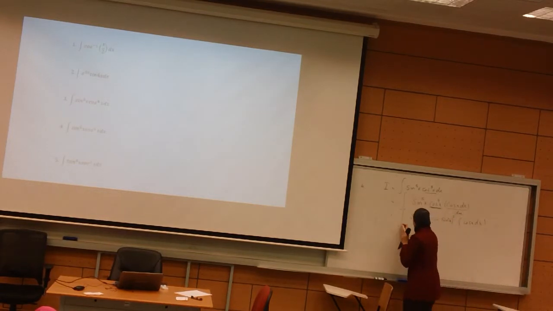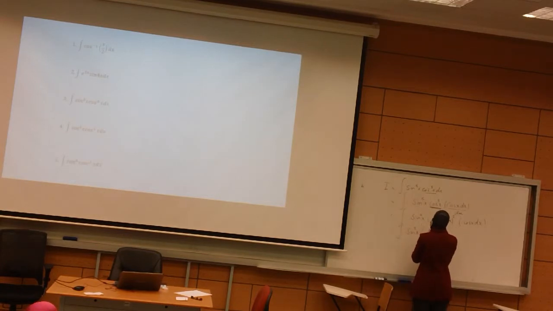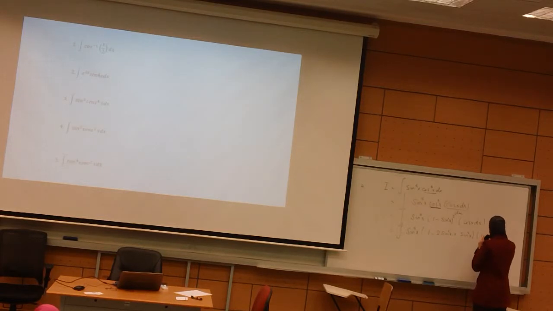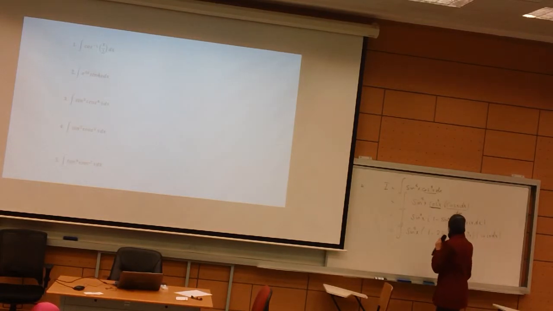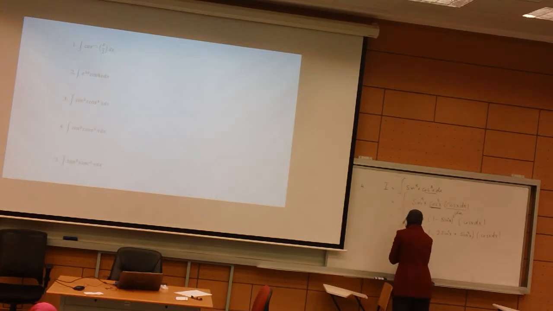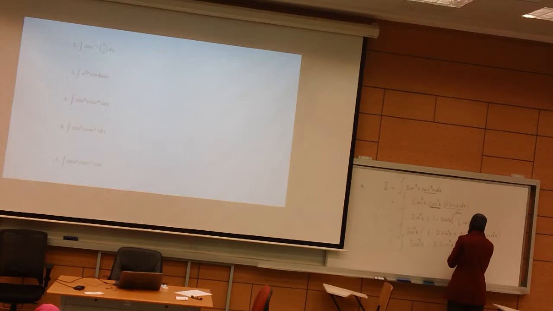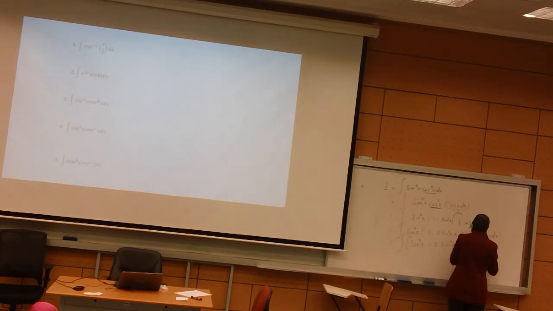So this is the integration of sine to the fifth of x times (1 minus 2 sine squared x plus sine to the fourth of x), all times cosine x dx. This is the integration of (sine to the fifth minus 2 sine to the seventh plus sine to the ninth of x) times cosine x dx.